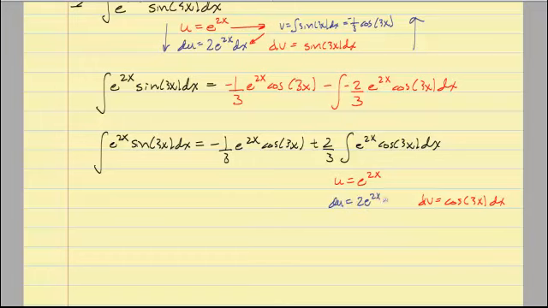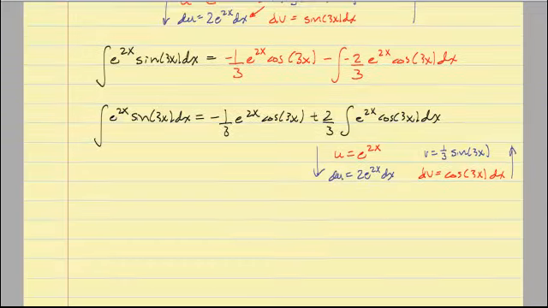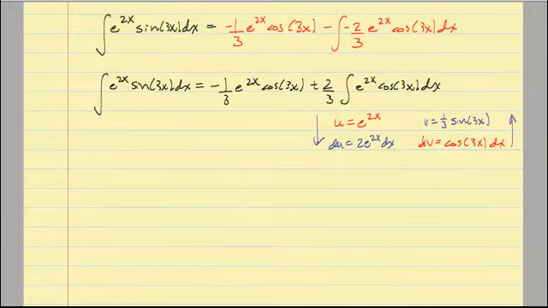du is 2e to the 2x dx. You take the derivative down, integrate up. The integral of cosine of 3x is going to be 1/3, the integral of cosine is sine 3x. So we write it all down again. And remember, the left-hand side is crucial to this process.